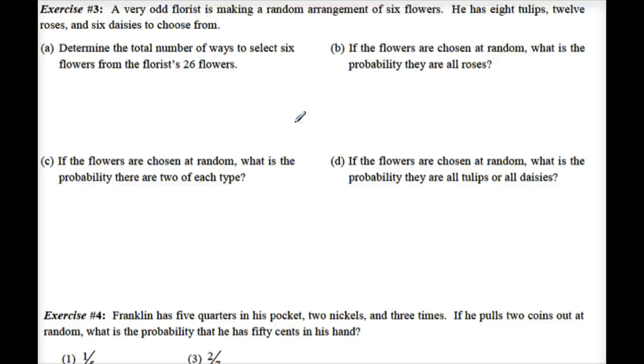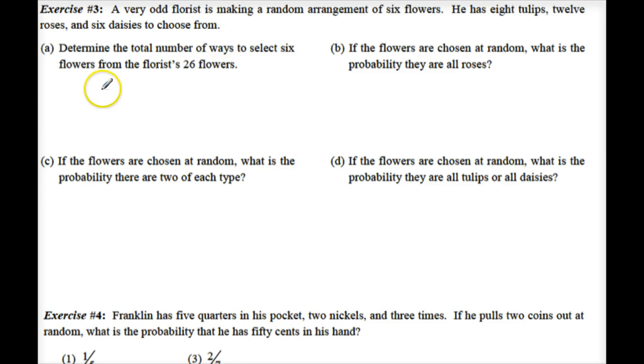So in the last 2 lessons, you truly learned that you need to know how to calculate probability. In this lesson, all we're going to do is calculate probability. Now let's look at exercise 3. A very old florist is making random arrangements of 6 flowers. He has 8 tulips, 12 roses, 6 daisies to choose from. Determine the total number of ways to select 6 flowers from the florist's 26.